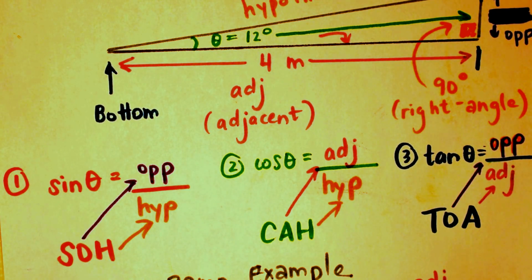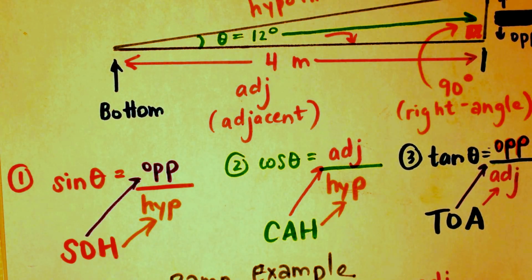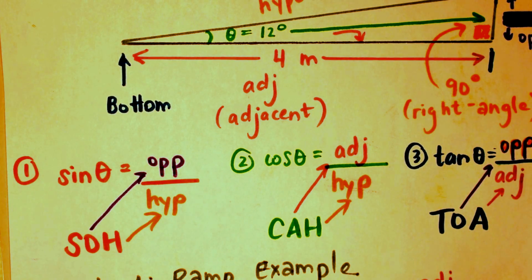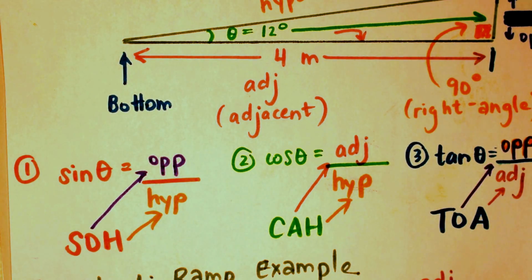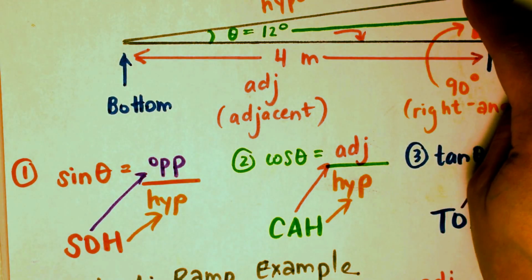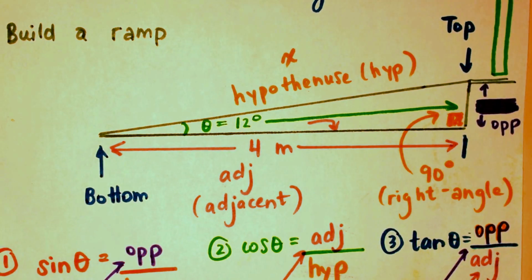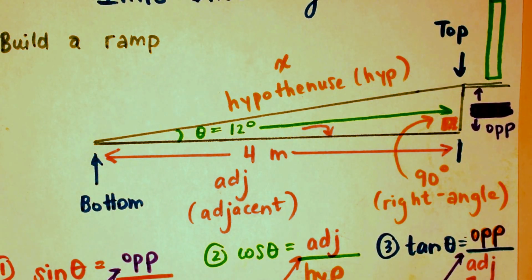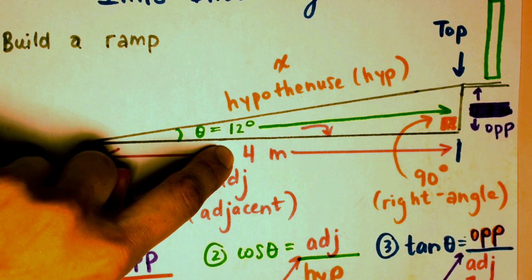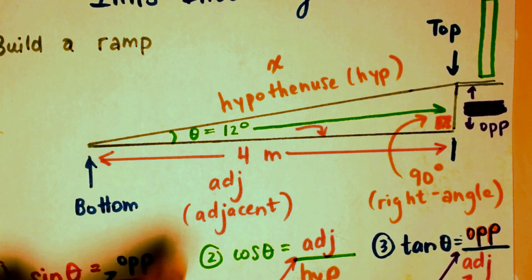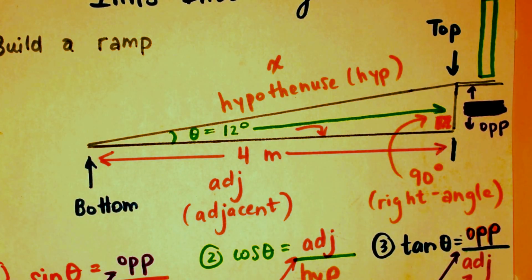Okay, so I'm going to recap what we did so far. We just wrote down what we are looking for and our givens. We're looking for how long the ramp is. We have determined that the length of the ramp is the hypotenuse. And we wrote down that what we are given is the angle and the adjacent length. Angle is 12 degrees and our adjacent length is 4 meters.